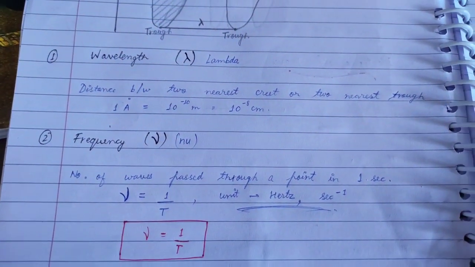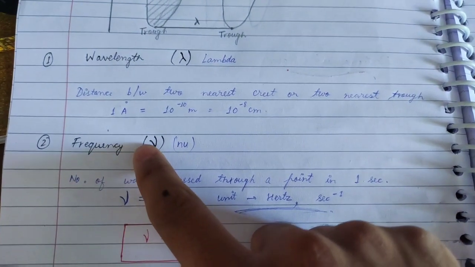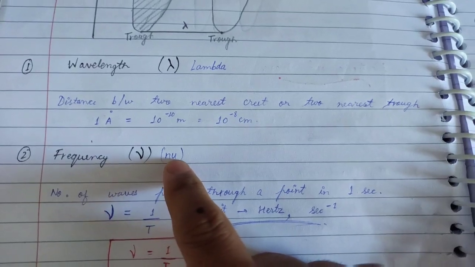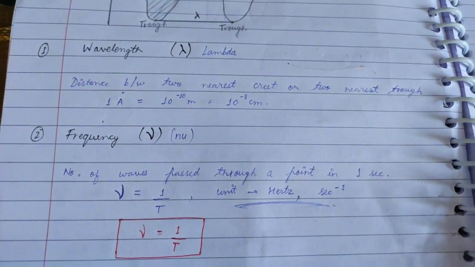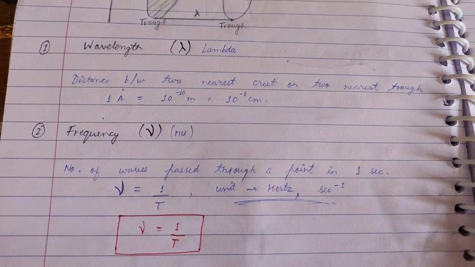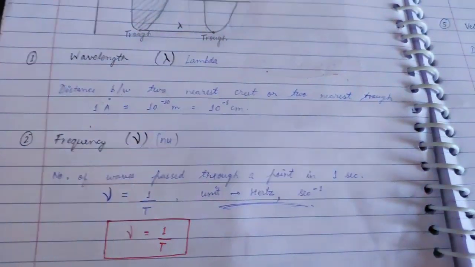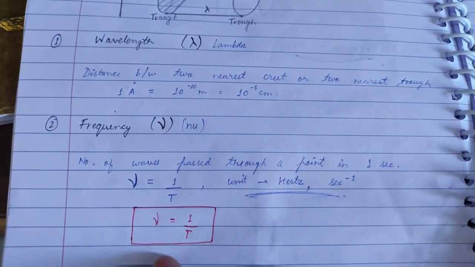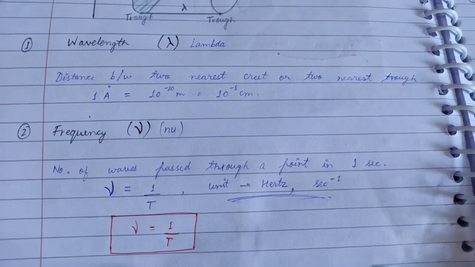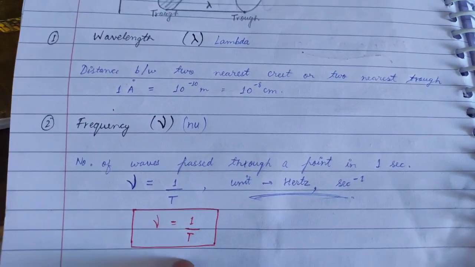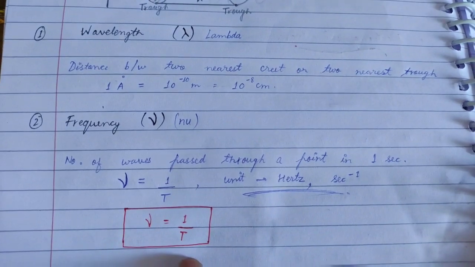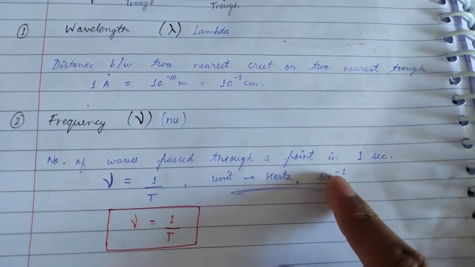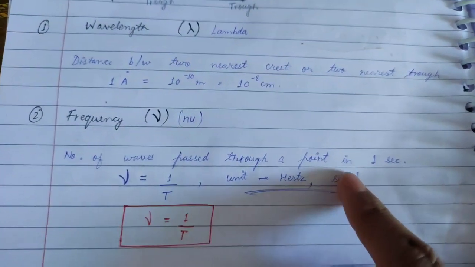The second thing is frequency. It is denoted by the symbol ν, known as nu. Frequency is basically the number of waves passing through a point in 1 second. Basically you don't have to remember the definitions. The main things are these equations which are marked with red outlines. So ν = 1/T. Frequency equals 1 by time, and its unit is hertz or per second, second inverse, which means per second.